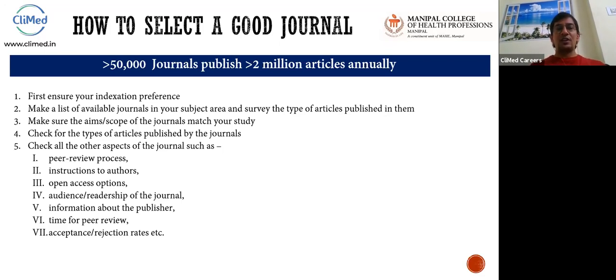First is to ensure your indexation preferences. What are your indexation preferences? Whether it is given by the university or by some other organization where you are working, they have some indexation preferences. Like in Manipal, we have Scopus indexed. Our articles should be at least Scopus indexed, or PubMed indexed, or Web of Science, WOS, right? So we should ensure our indexation preference where we are going to publish. Okay, first checklist: if it is indexed in Scopus, let's find out the journals.